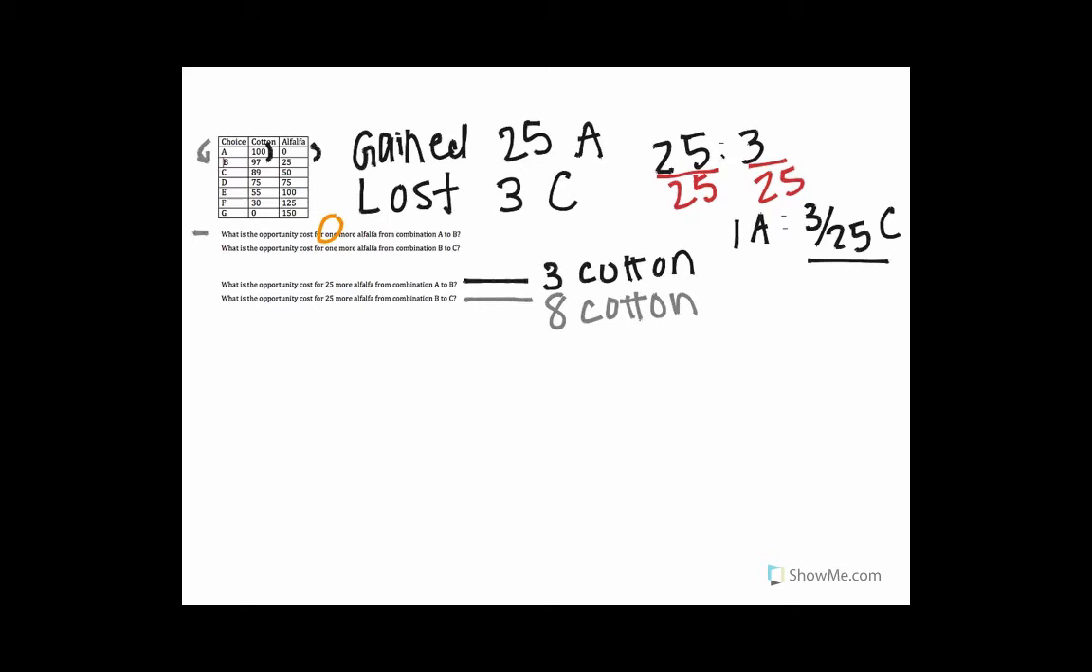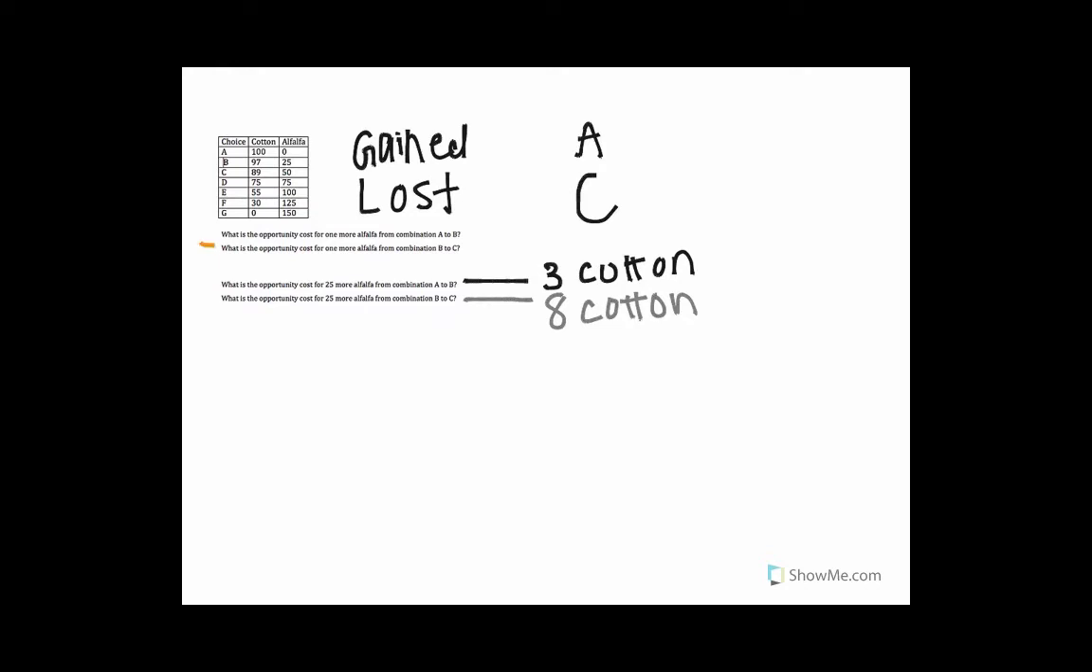It's important to realize that even though the question's asking what is the opportunity cost for 1 more alfalfa, it's not 3 25ths alfalfa, it's 3 25ths cotton, because we're not losing alfalfa, we're losing the cotton.